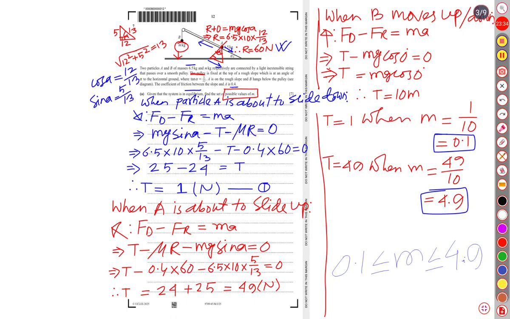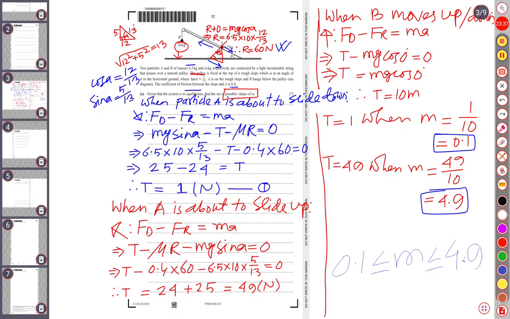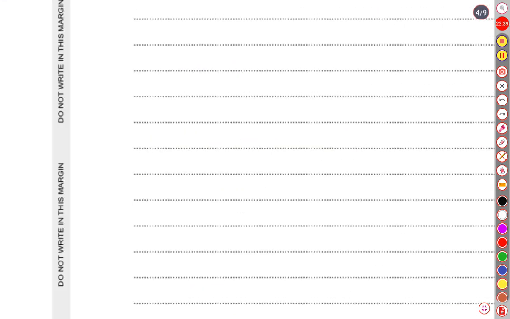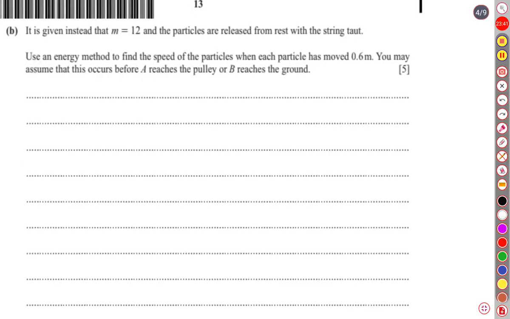The next part of the solution is on the next page. It says it is given instead that m is equal to 12 and the particles are released from rest with a string taut. Use an energy method to find the speed of the particles when each particle has moved 0.6 meter. You may assume that this occurs before A reaches the pulley or B reaches the ground. Well, they have already indicated the concept. The concept is that the energy equation should be applied.